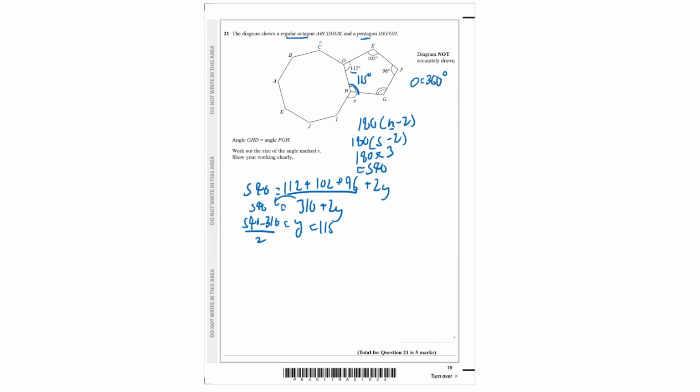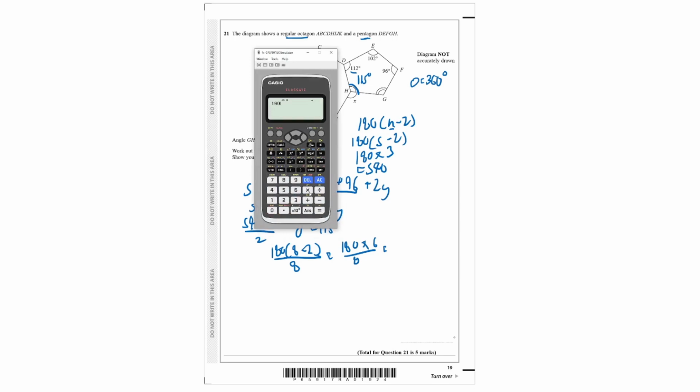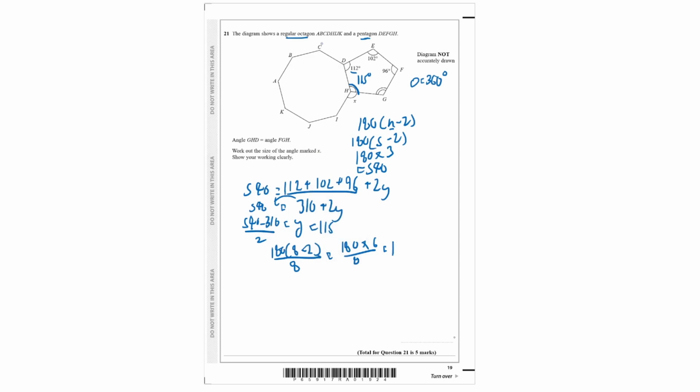Now that we have that one angle, we can look for this angle. We can see that this is a regular octagon, so we can use the formula again: 180 times n minus 2. We replace n with 8 since it's an octagon, and this gives us the sum of all angles. But we only want to find one angle, and since there are 8 angles, we divide by 8. So that gives us 180 times 6 divided by 8. We can find this using our calculator: 180 times 6 divided by 8 gives us 135.